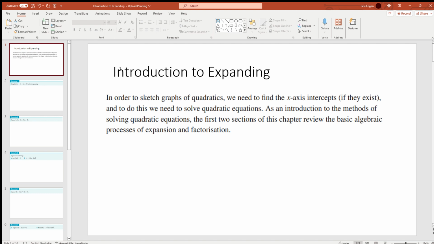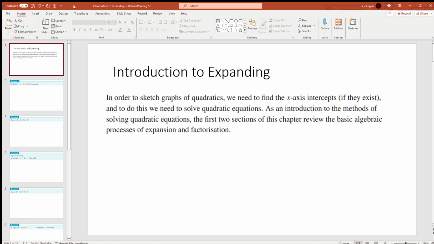So in order to sketch graphs of quadratics, we need to find the x-axis intercepts if they exist. And to do this, we need to solve quadratic equations. As an introduction to the methods of solving quadratic equations, the first two sections of this chapter will be based on algebraic processes of expansion and factorization.